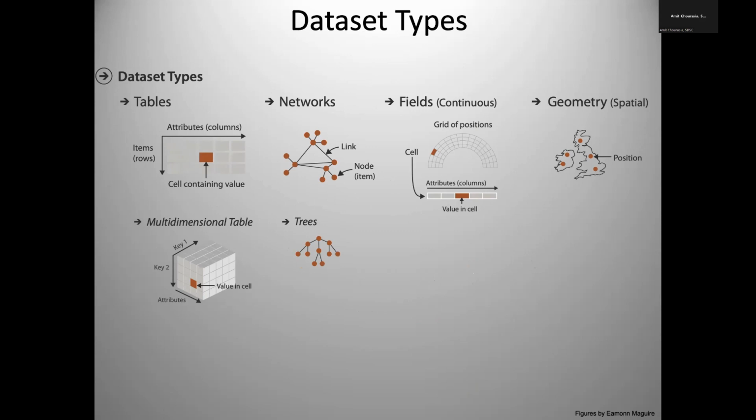Then we have geometric data, which concerns itself with some sort of fixed shape. So if you're looking at a map, we have spatial data going on. And for tables also, there can be multidimensional tables. And for networks, there could be trees, which is a special case of networks where you have a root and a child and grandchild and so forth. The networks can loop back and forth together, right? So networks don't have a root, if you will, but trees do.